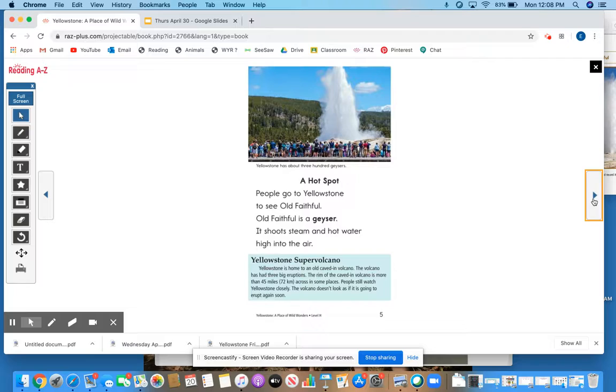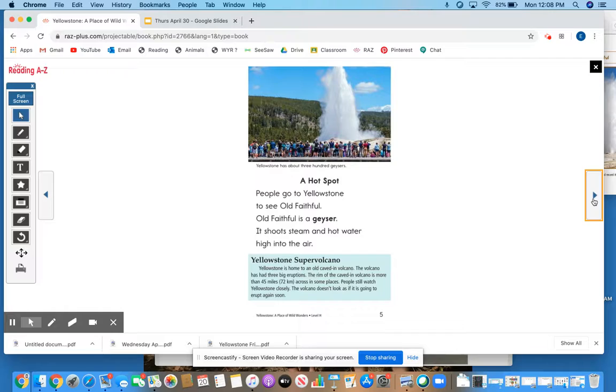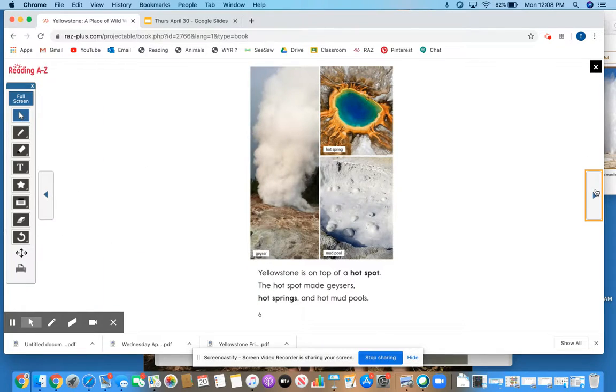Yellowstone supervolcano. Yellowstone is home to an old caved-in volcano. The volcano has had 3 big eruptions. The rim of the caved-in volcano is more than 45 miles across in some places. People still watch Yellowstone closely. The volcano doesn't look as if it's going to erupt again soon. Yellowstone is on top of a hot spot. The hot spot made geysers, hot springs, and mud pools.